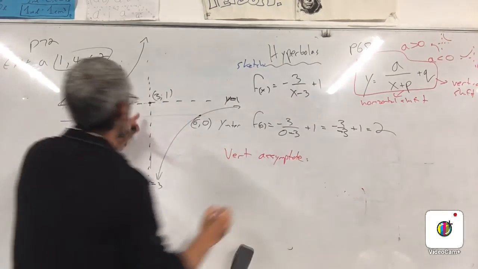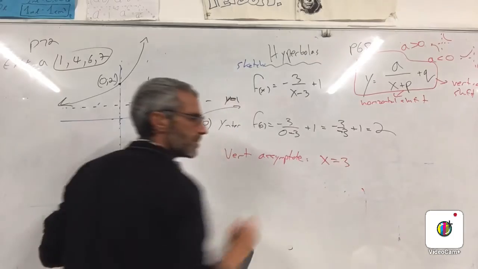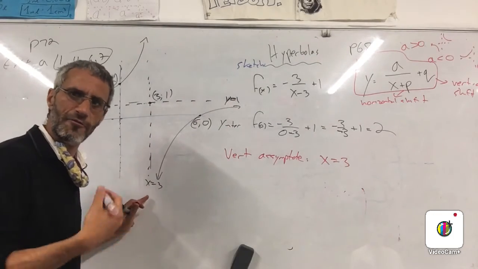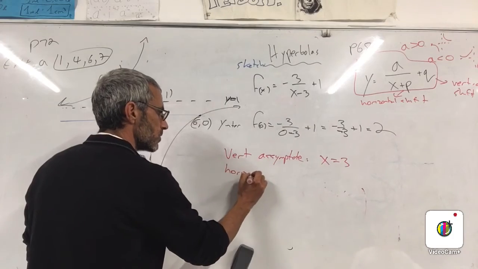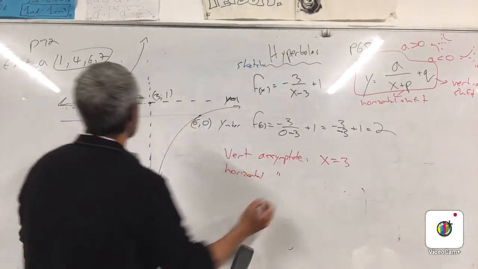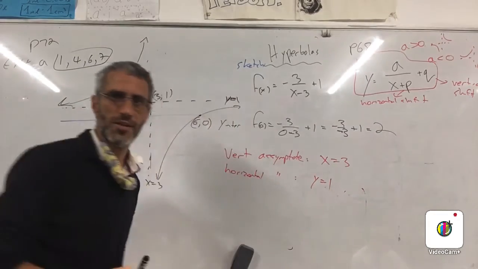And we found that the vertical asymptote is x equals 3. Okay, just write it clearly for the examiner so you can see it. The horizontal asymptote we saw here is y equals 1. Okay, that was pretty good.